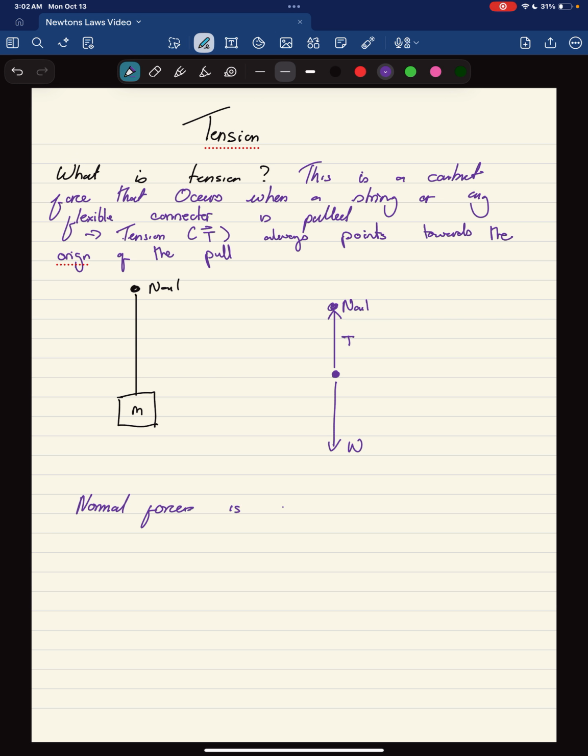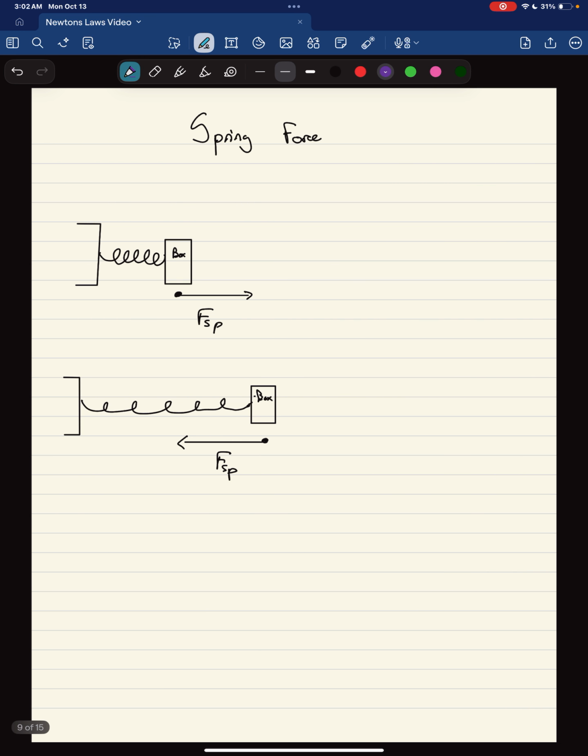is acted on by a surface. All right. Tension is acted on by a pull. All right. So that's tension. Okay, moving on. The spring force.